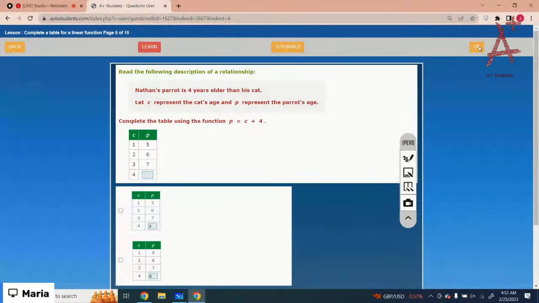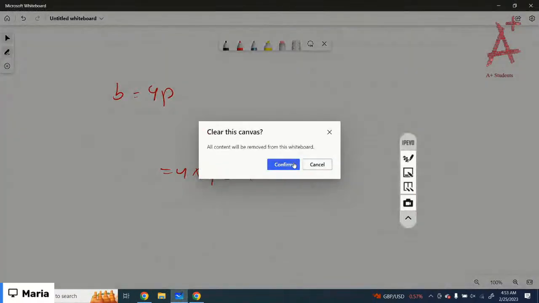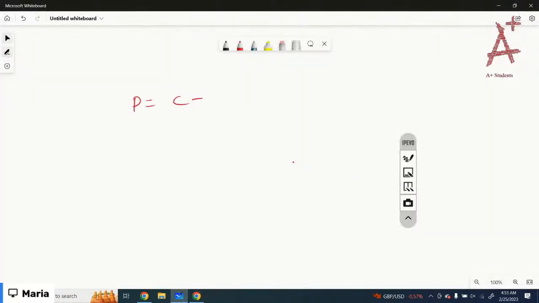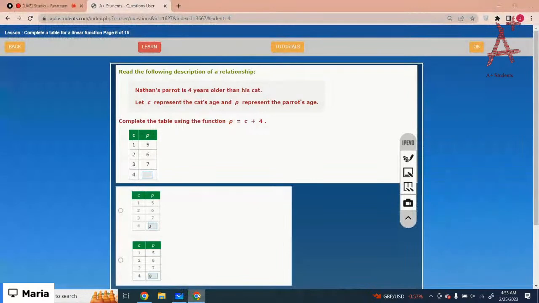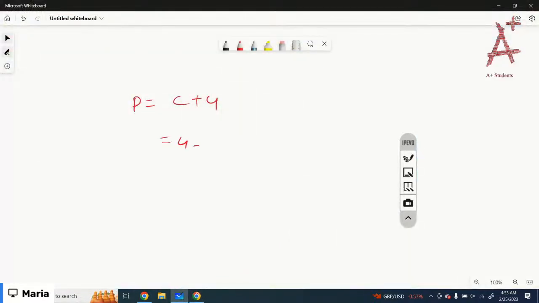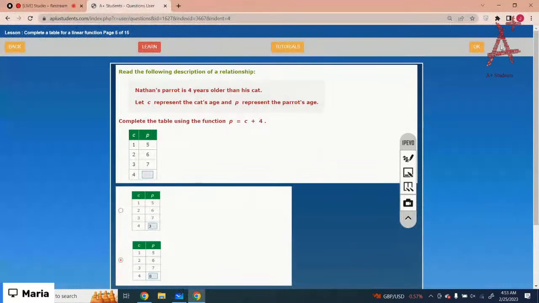Okay, the next one is Nathan's parrot is 4 years older than his cat. Let C represent the cat's age and P represent the parrot's age. It is P equals C plus 4. So you have to calculate the value of P for C equals 4. Just replace the value: 4 plus 4 equals 8. That means when the cat is 4 years old, the parrot is 8 years old. So 8 is the missing value. Option number 2 is the correct option.